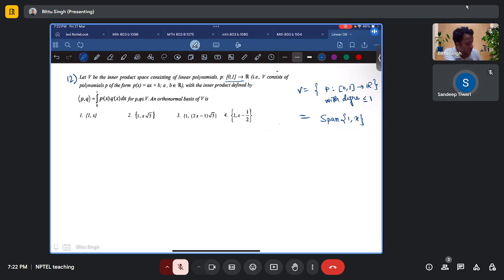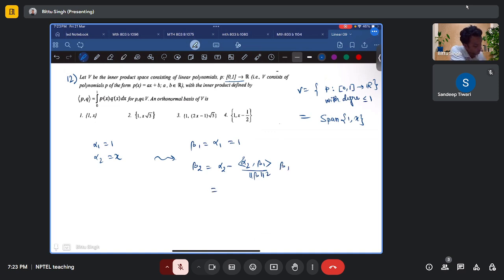So if we choose alpha 1 equal to 1 and alpha 2 equal to x, this gives a basis for this vector space V. Now we need to find an orthonormal basis. So again we will use the Gram-Schmidt method, and we'll find beta 1 and beta 2. Beta 1 is the same as alpha 1, and what is beta 2? Beta 1 is 1, and beta 2 is alpha 2 minus the inner product of alpha 2 with beta 1, divided by norm of beta 1 squared, times beta 1.